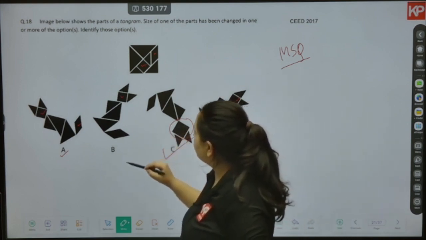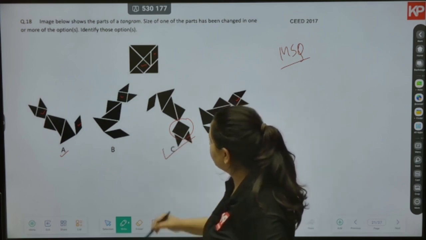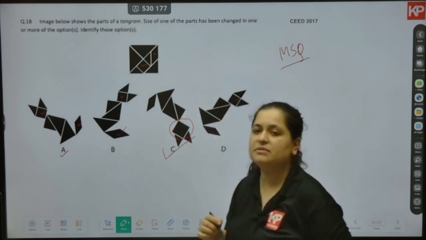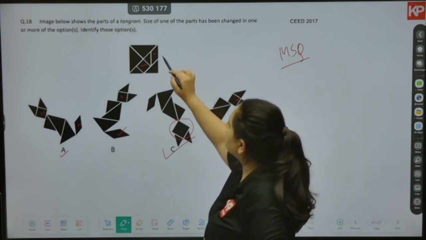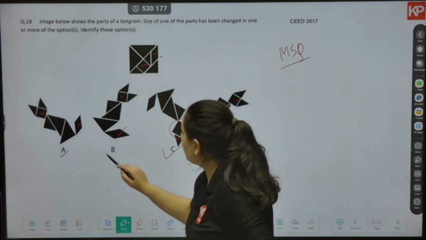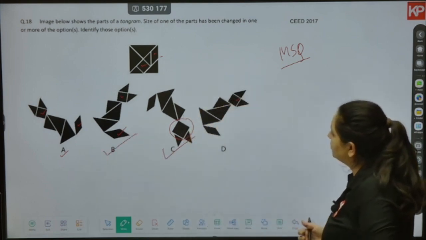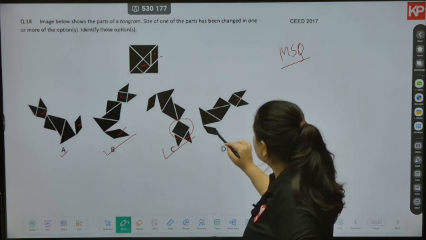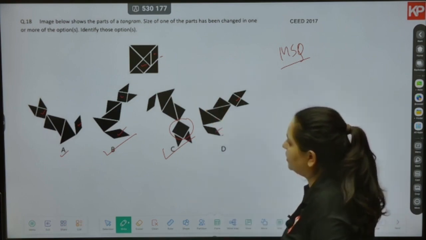Let's try for option number A. Let's try for option number B. Okay, the parallelogram size looks scaled up. It is not equal to the size of the parallelogram given in the sample. So again, option B is an odd one out for us. Let's check for option number D. Parallelogram size looks the same as that of the sample. So we have a go ahead for option number D.